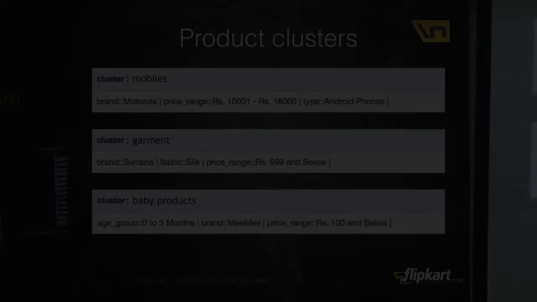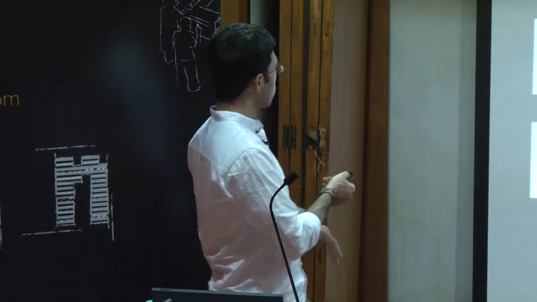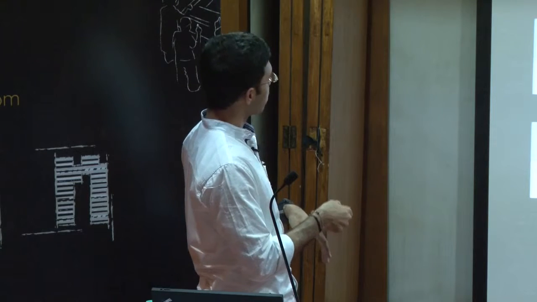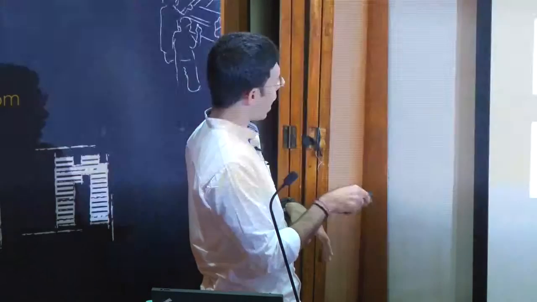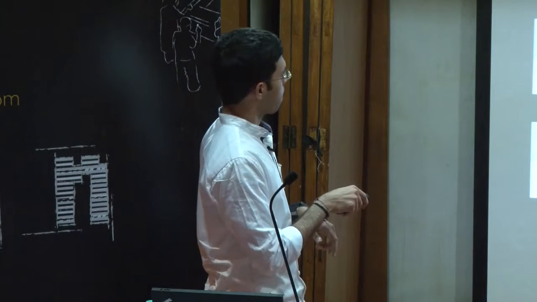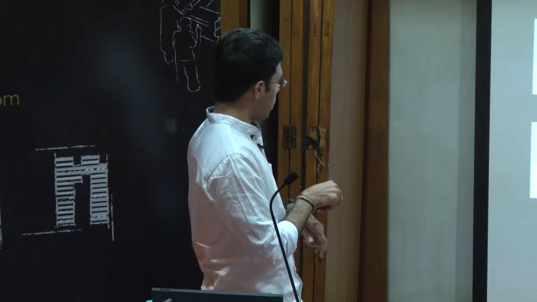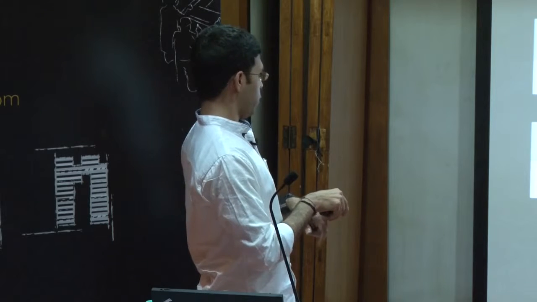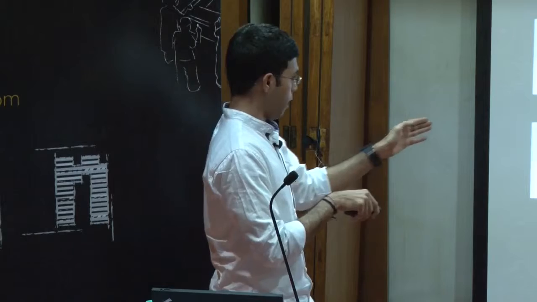Before I tell how we've developed this product cluster, I'd like to give a few examples of what this cluster is. This is one cluster about mobile phones, one about garments and one about baby products. This cluster is made up of all Motorola Android phones within this price range. Whereas this is a garment with these attributes, and same with baby products, right? So a baby product might have an attribute of 0 to 3 months, brand and price range.